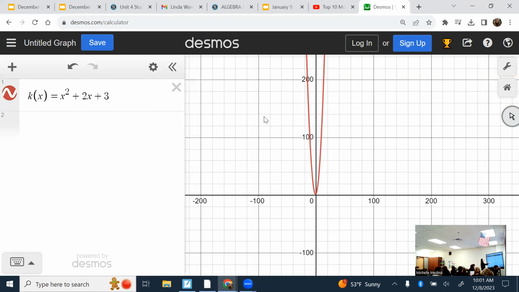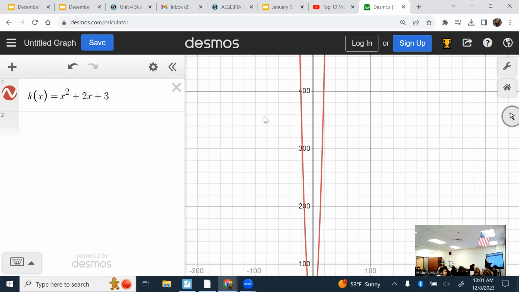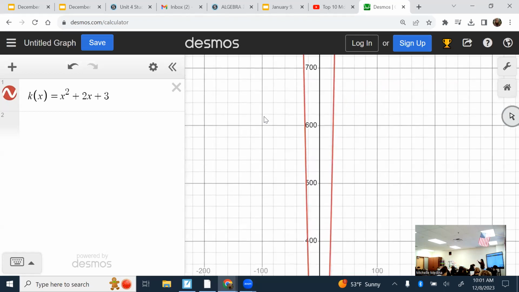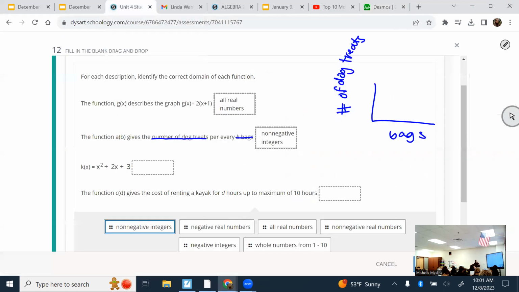So this is a U-shaped graph, and can you see, as we go up, it keeps getting a little bit wider, and that will continue the more we go up. So will this line eventually touch all the x's to the left? Will it touch all the x's to the right? So what's my domain gonna be then? If there's no boundary, no limit, all real numbers for that one.